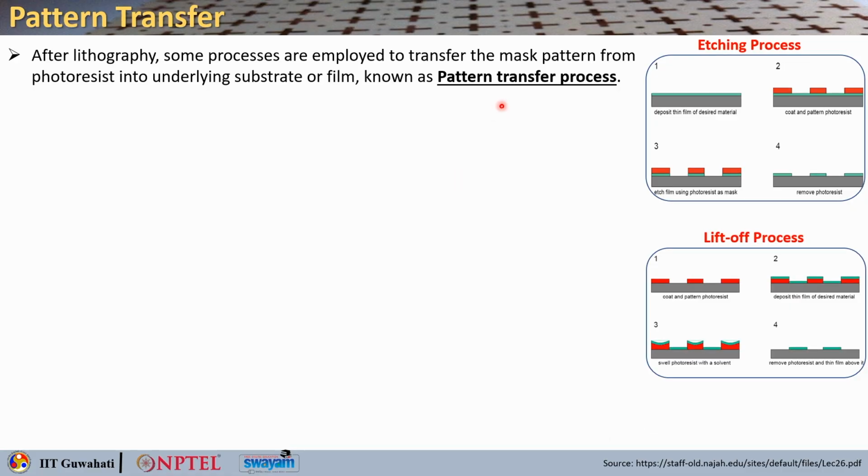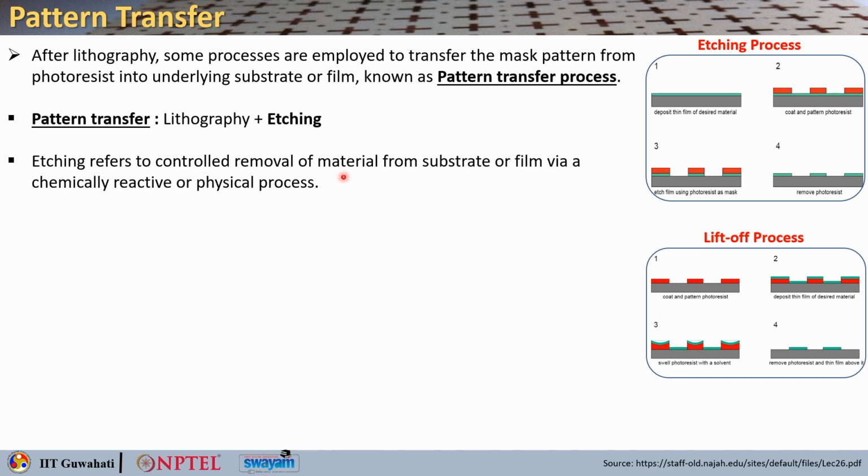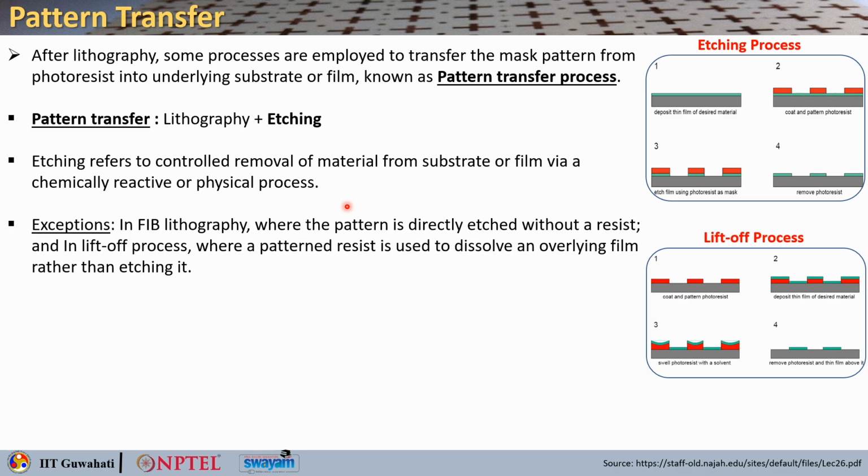So, what is pattern transfer? After lithography, some processes are basically applied to transfer the mask pattern from photoresist into the underlying substrate or film, known as pattern transfer. So, pattern transfer basically requires lithography and etching. Here, the etching process refers to the controlled removal of materials from the substrate or film via some chemically reactive or physical process.